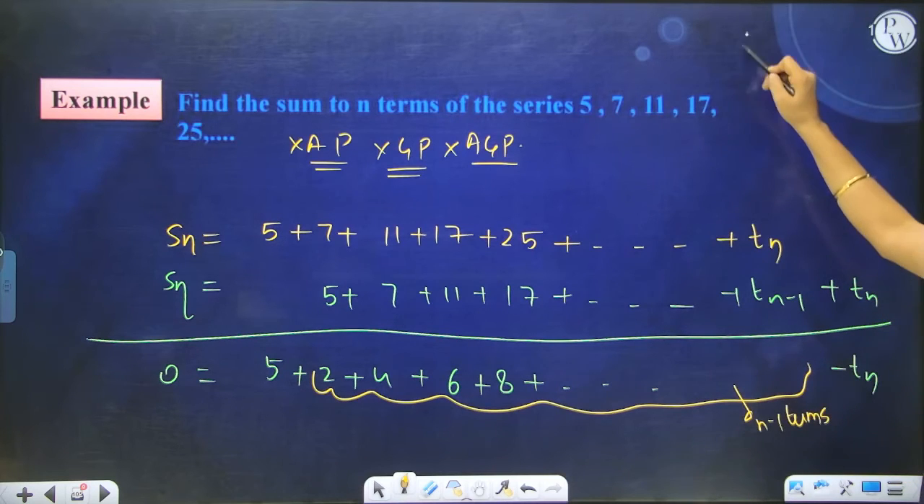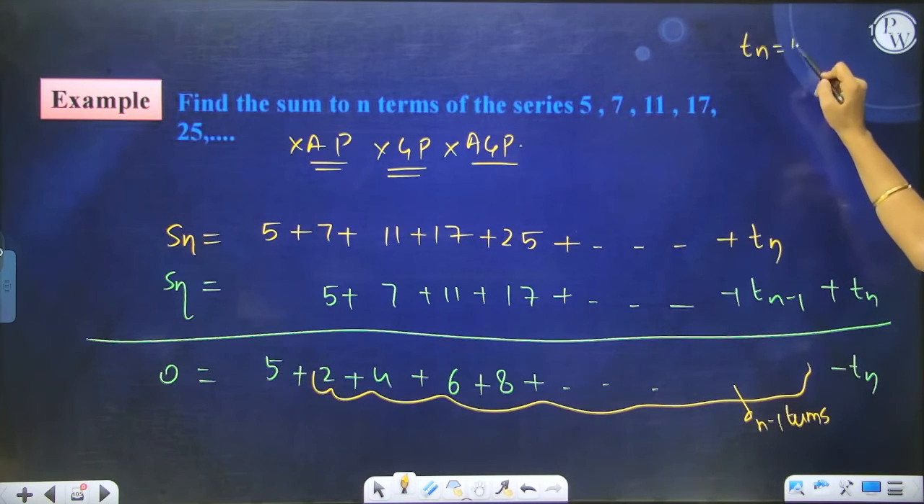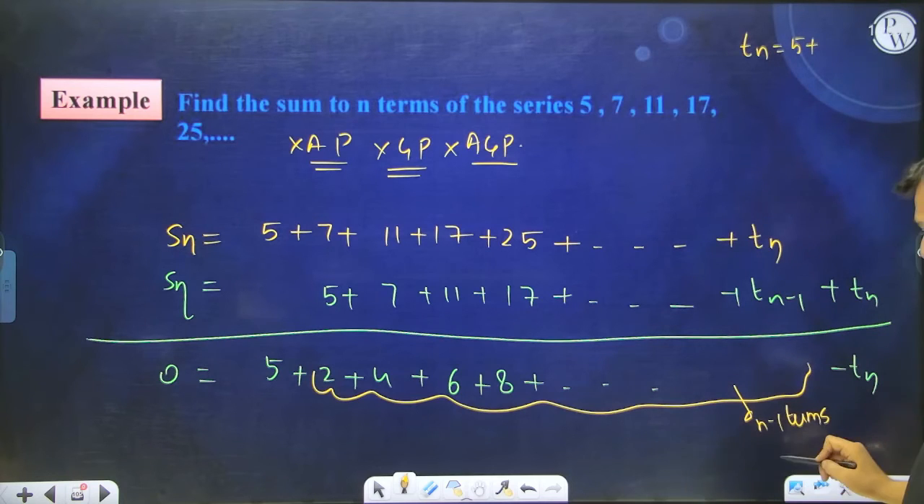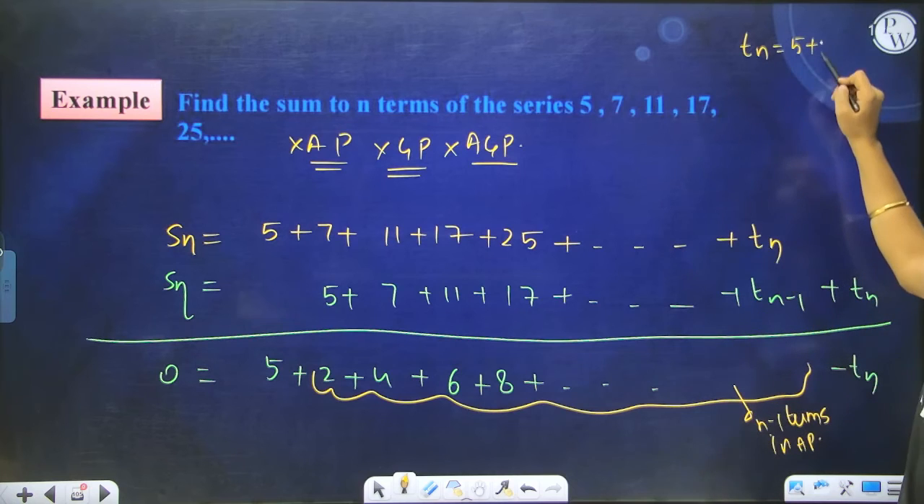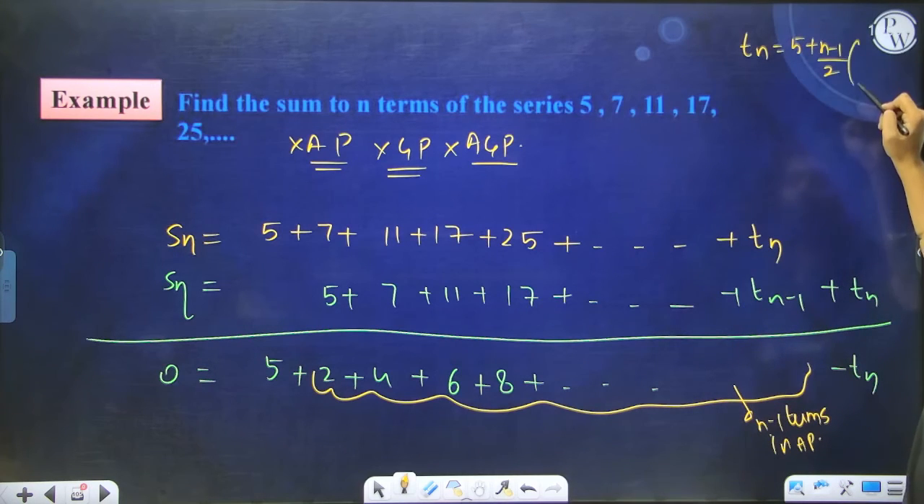So the value of Tn is going to be nothing but 5 plus n minus 1 terms in AP, yes or no? So how to write down the summation of n minus 1 terms? (n minus 1) terms by 2 into 2a, that is 4, plus (n minus 1) is the number of terms, so (n minus 2) will come into d. So 2 times (n minus 2).